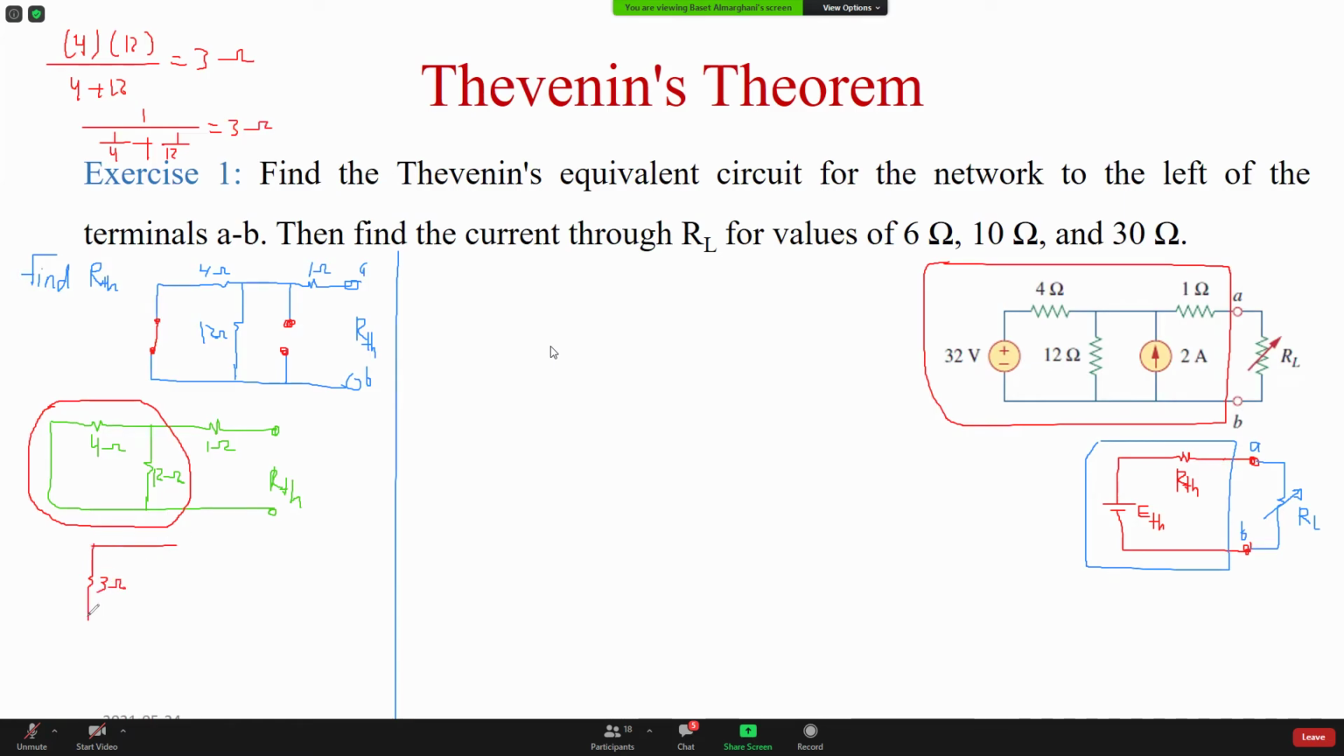That is this part for this box. Then the rest is still the same. This is the 1 ohm, and this is R Thevenin. So now what is R Thevenin? Two resistors connected in series, it's 4 ohm. So this value is 4 ohm here.